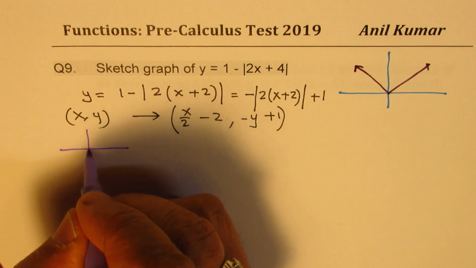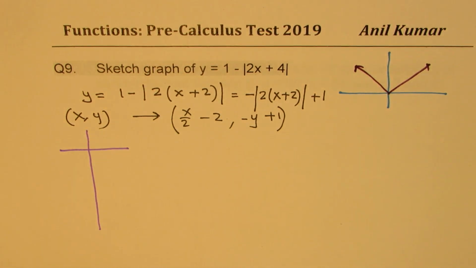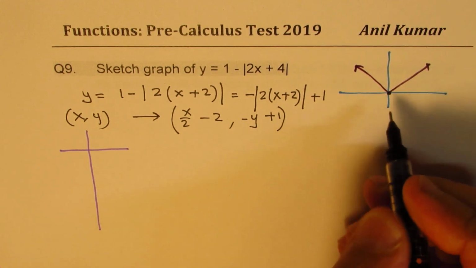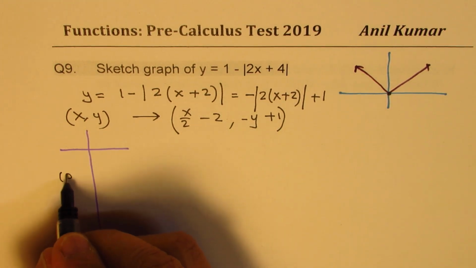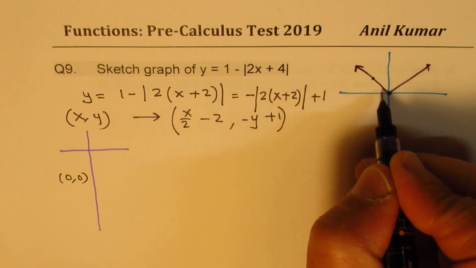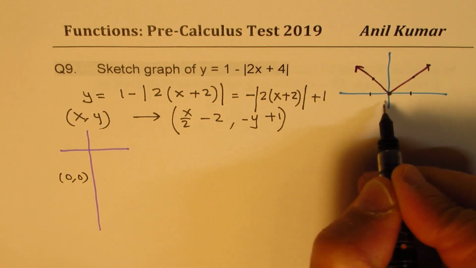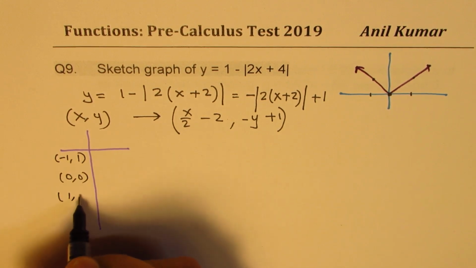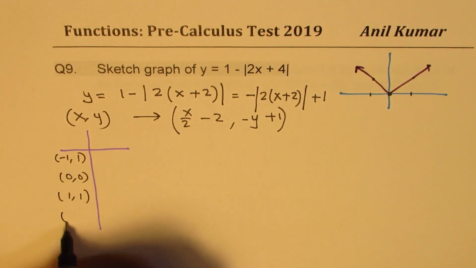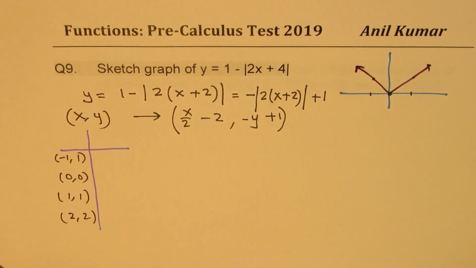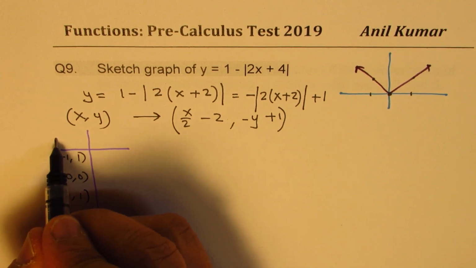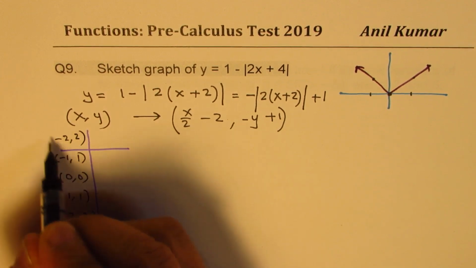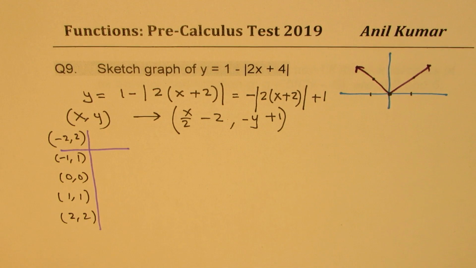So on your scale, let's take some critical points. For sketching this function, 3 points are enough. One is 0, 0. Then we could have minus 1, 1 and 1, 1, right? So minus 1, 1 and 1, 1. If you want, you could have 5 points, right? So 2, 2 and minus 2, 2, right? Okay. So let's write minus 2, 2. So we'll take these 5 points.